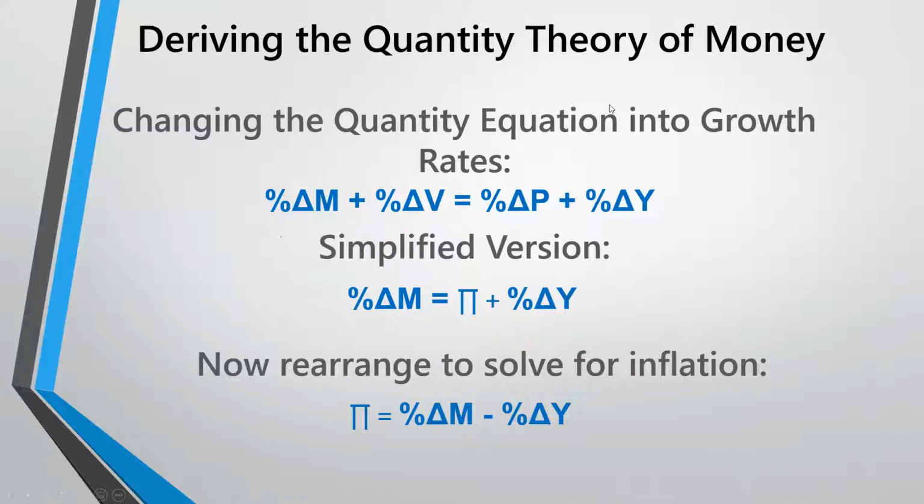Deriving the quantity theory of money, we can turn this into growth rates. So a percent change in the money supply plus a percent change in the velocity of money would be equal to a percent change in the price level plus a percent change in the real GDP.